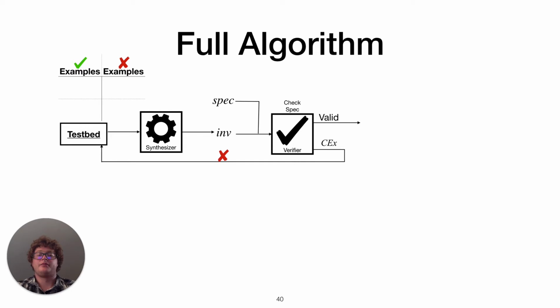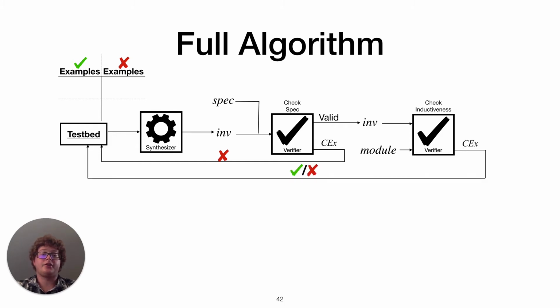So if we return valid, so it does satisfy the counterexample, then we send it to an inductiveness check. So we check whether it is inductive or not. On a failure, this will return a positive or a negative counterexample, or it returns an inductiveness counterexample, which can be interpreted in a positive or a negative way. If the candidate invariant is valid, then we can just return that candidate.